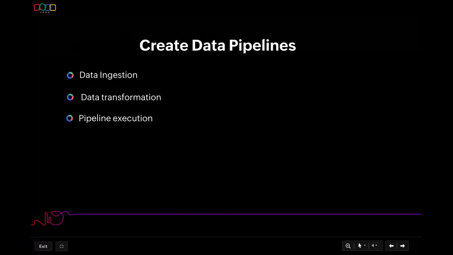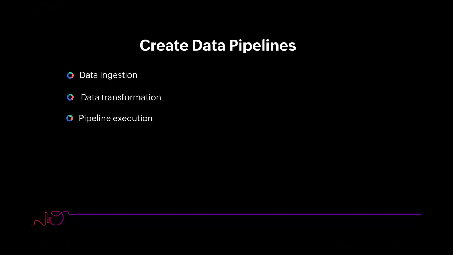Now we'll take a look at how to create a data pipeline. In this topic, I'll be covering three important aspects. The first one is data ingestion. So this is where you import the data from different sources. In Zoho Analytics, you can connect to databases, cloud services, and even flat files. The goal is to ensure you have all the relevant data available for analysis.